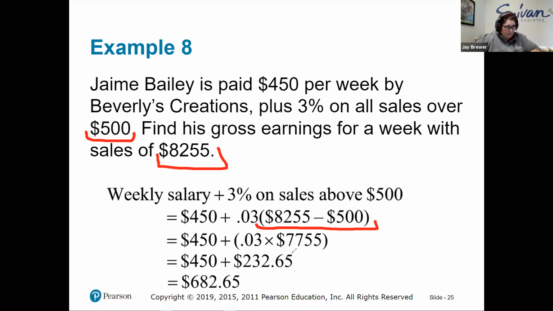Then they're going to take that remainder of sales and they're going to multiply it by 0.03 for our 3%. And then they'll go ahead and do the addition of the weekly salary plus the sales, giving Jamie a total earnings of $682.65 for 1 week. That's a fantastic take-home amount. Although, again, I can't tell you if taxes are being taken out or not. My thoughts would be that they would not be.